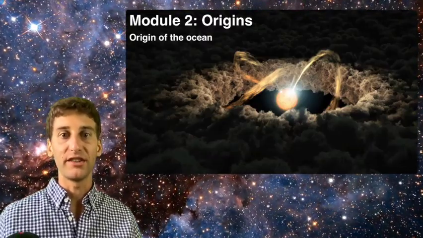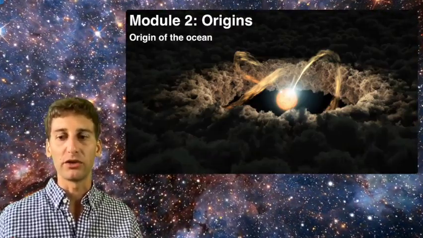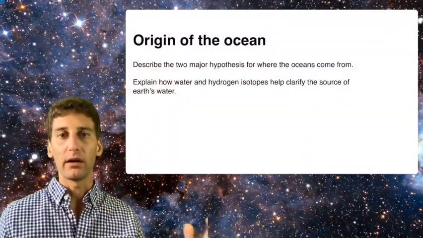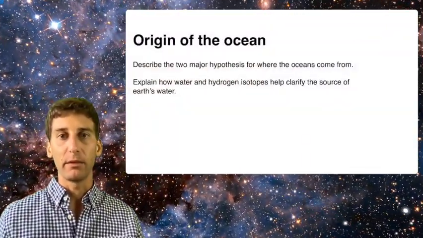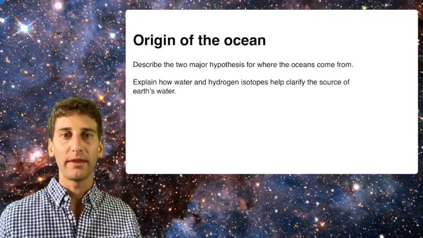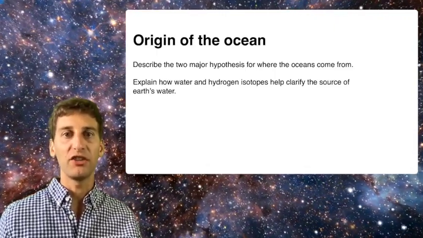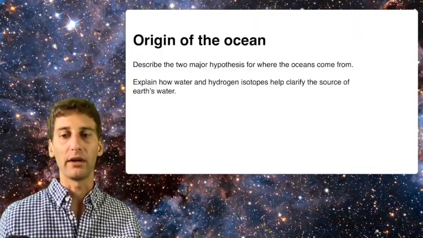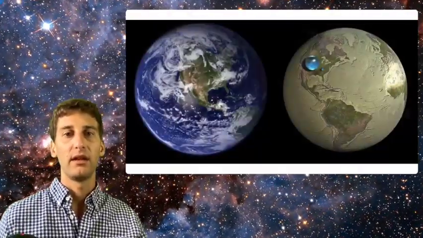All right, so now the stage is set, we can talk about where the water in the ocean comes from. There are two main ideas about where our oceans could have originated from, and we'll talk about both hypotheses. Then we'll look at the isotopes of oxygen and hydrogen to think about how those can be used to answer where and when this water arrived.